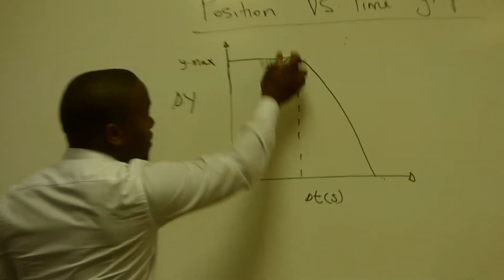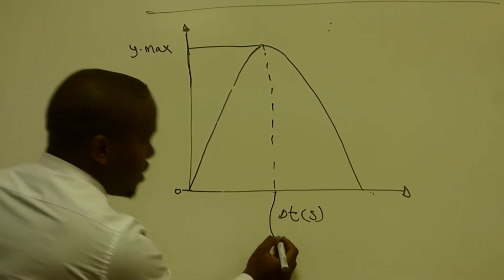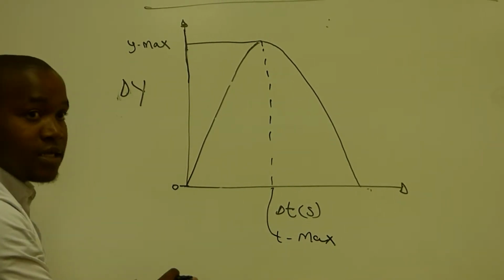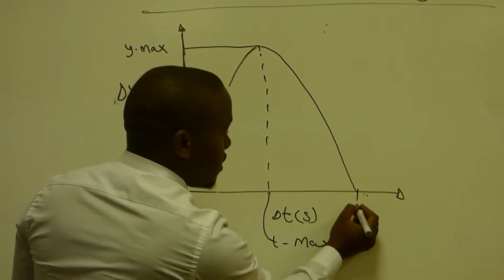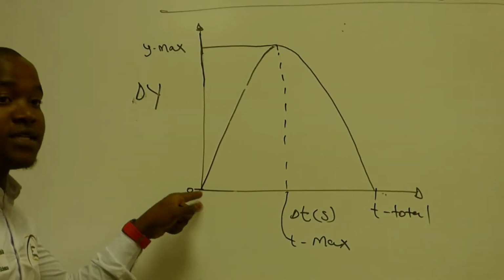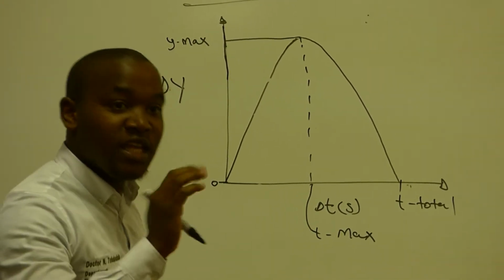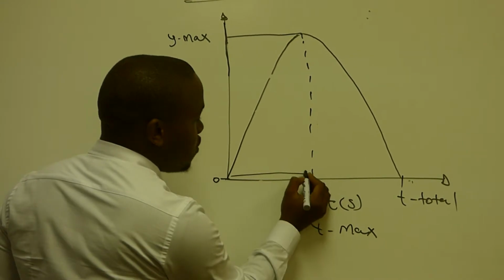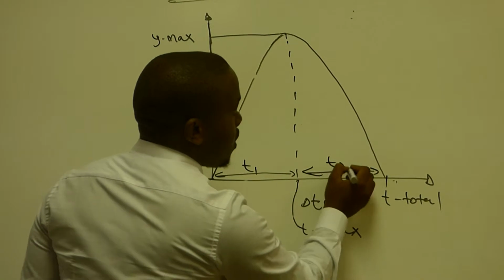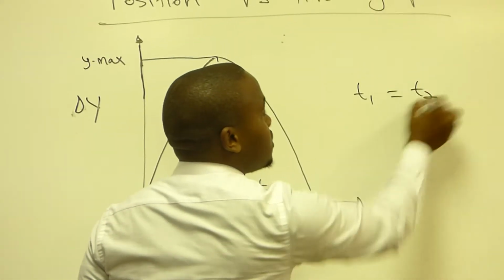Here will be time max. Let me say it. Here it will be time max, right? This will be time total. This will be initial time, which is 0, right? According to the first key that I've given you, this is T1, and this is my T2. Important note to make here is that T1 is equal to T2.